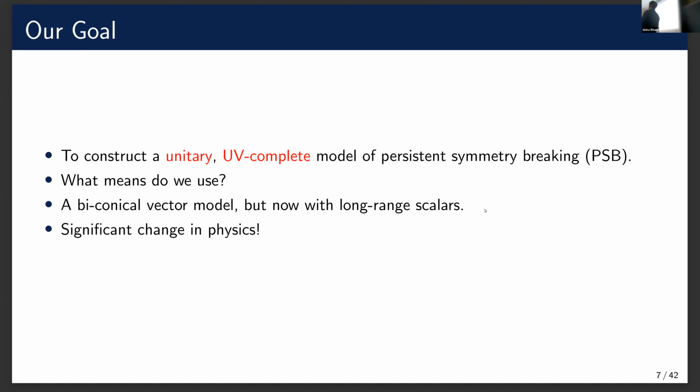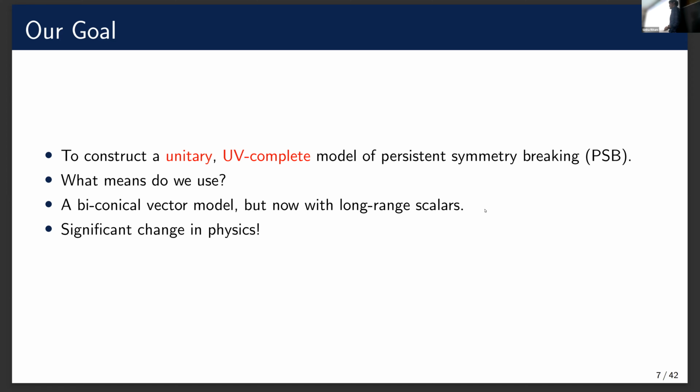So this was our motivation to study a further modification of the model in order to construct a theory that is completely unitary, which means that it sits in some integer dimension. It's UV complete, meaning that we would try to consider a CFT. And of course, this should also display persistent symmetry breaking. That was our goal for this work. We use the same means that the other people did up till now, except now we consider some long range scalar fields. That leads to significant changes in physics, meaning that it allows us to sit in exactly 3 dimensions.